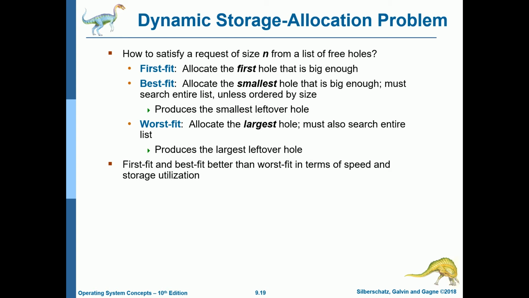Best fit. Allocate the smallest hole that is big enough. We must search the entire list unless the list is ordered by size. This strategy produces the smallest leftover hole. And finally, worst fit. Allocate the largest hole. Again, we must search the entire list unless it's sorted by size. This strategy produces the largest leftover hole, which may be more useful than the smaller leftover hole from the best fit approach.